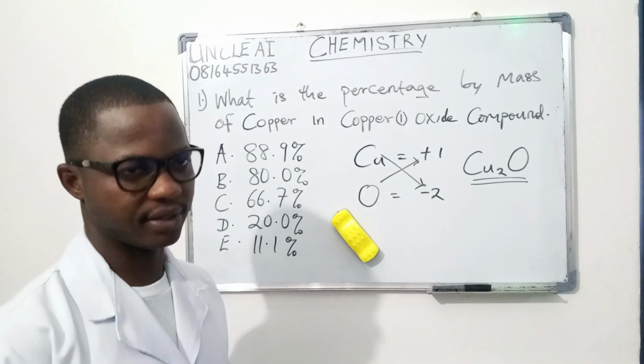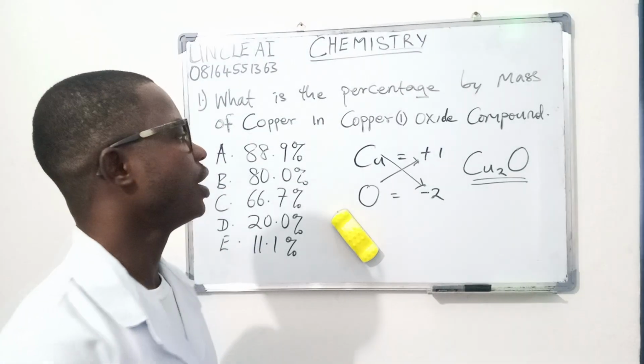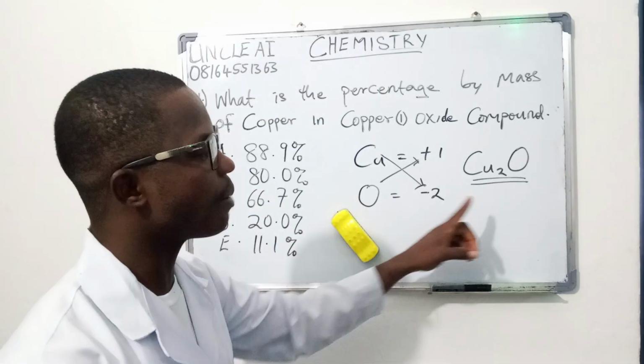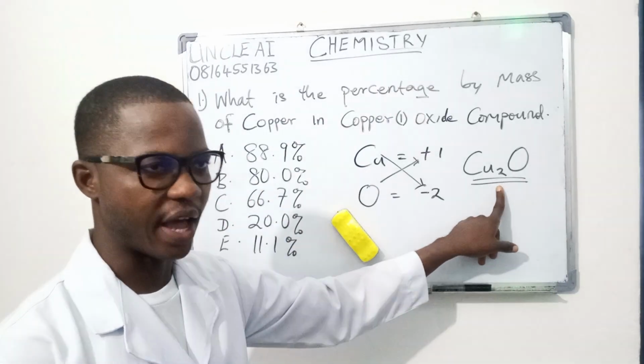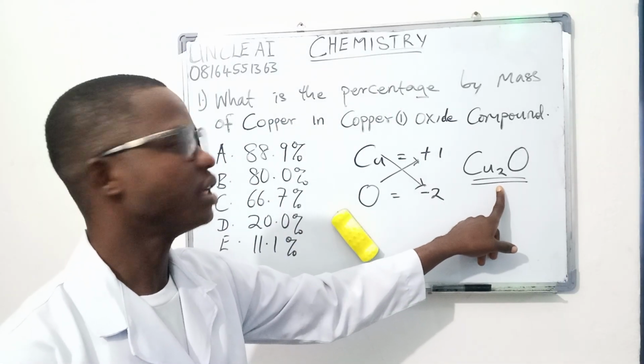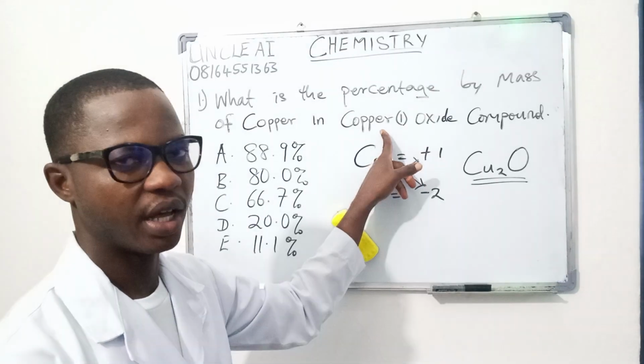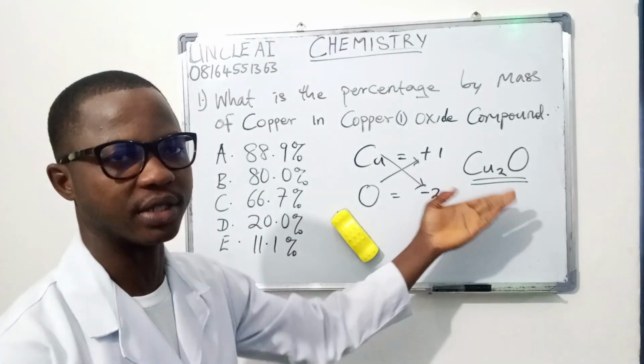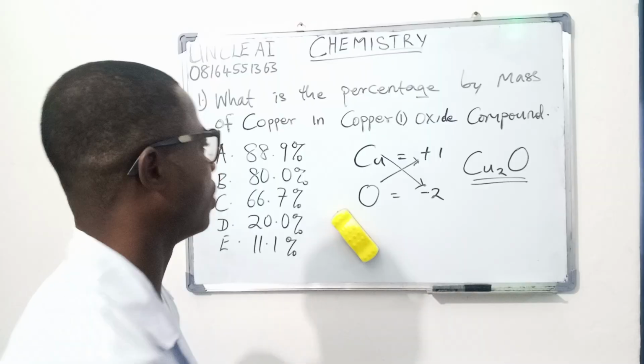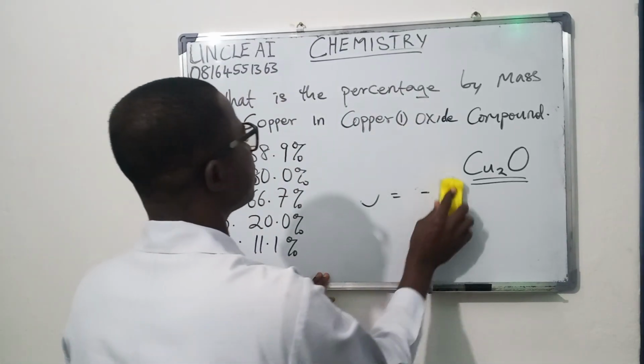In most cases, they may give you the chemical formula of copper 1 oxide. In most cases, they will just mention the name, and they will leave it for you to figure out the chemical formula.